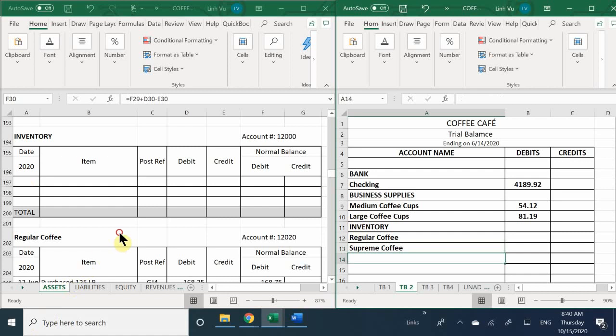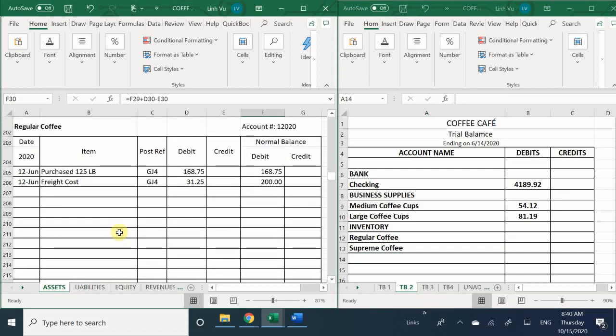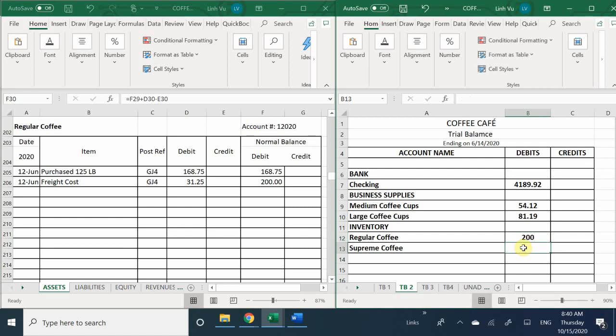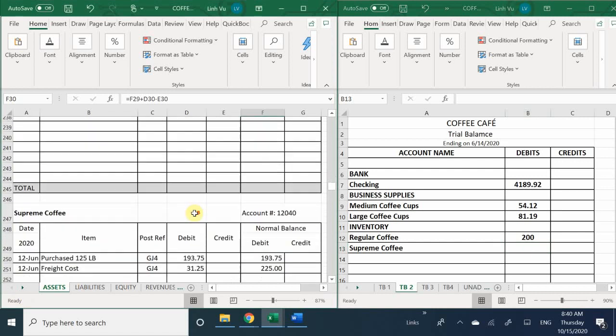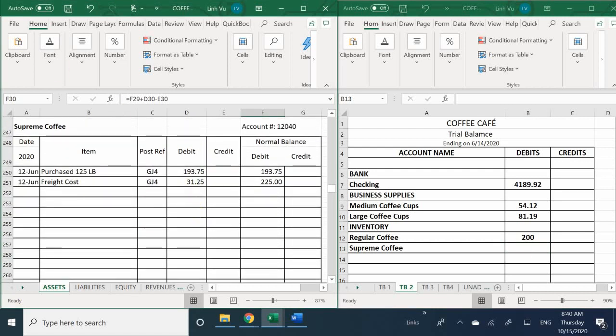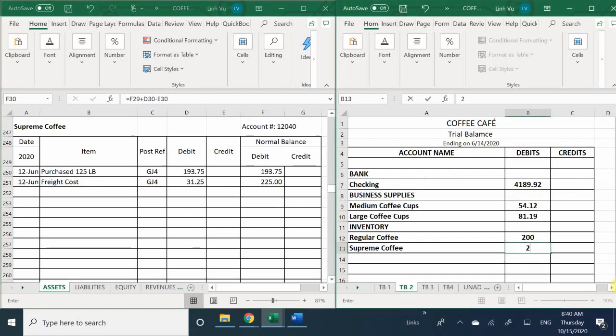Now let's scroll down for this. My regular coffee balance is $200, and my supreme coffee current balance is $225. All right.